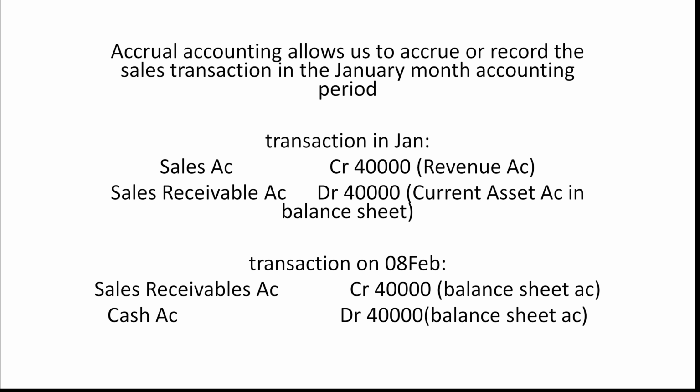Now, if we are using accrual accounting, it allows us to accrue or record the sales transaction in the January month accounting period. So this credit sales transaction will be recorded in January. Sales account credited by 40,000, sales receivable account debited by 40,000. And when we actually receive the payment from the customer on 8th of Feb, another transaction will be recorded, which is sales receivable credited by 40,000, cash account debited by 40,000.